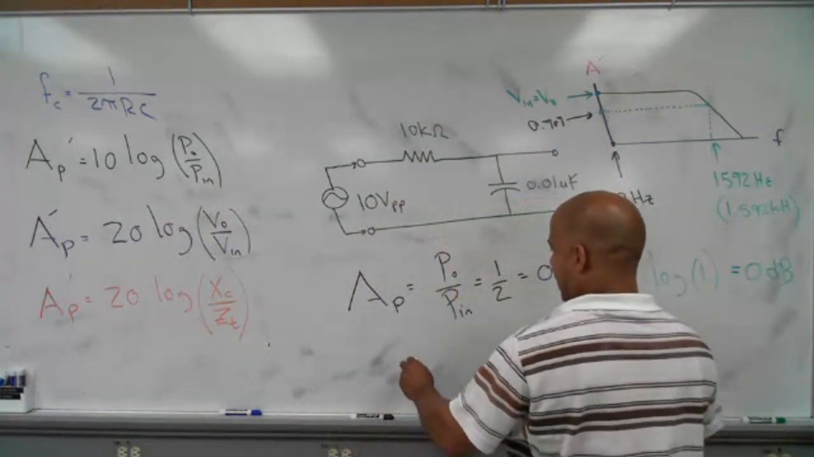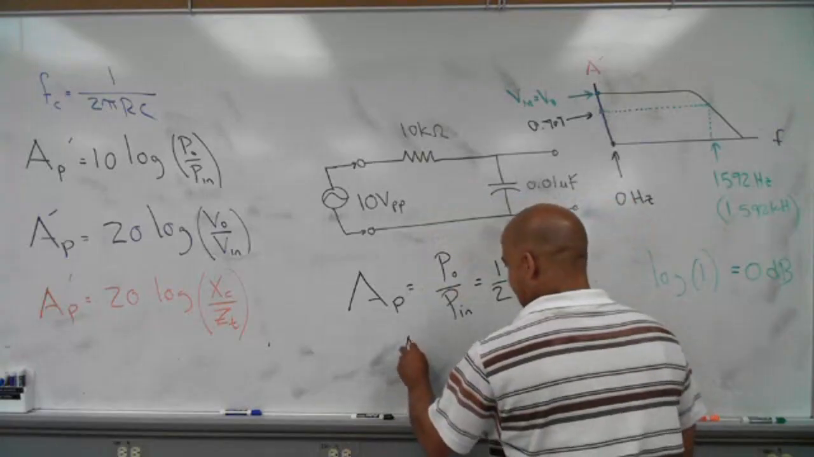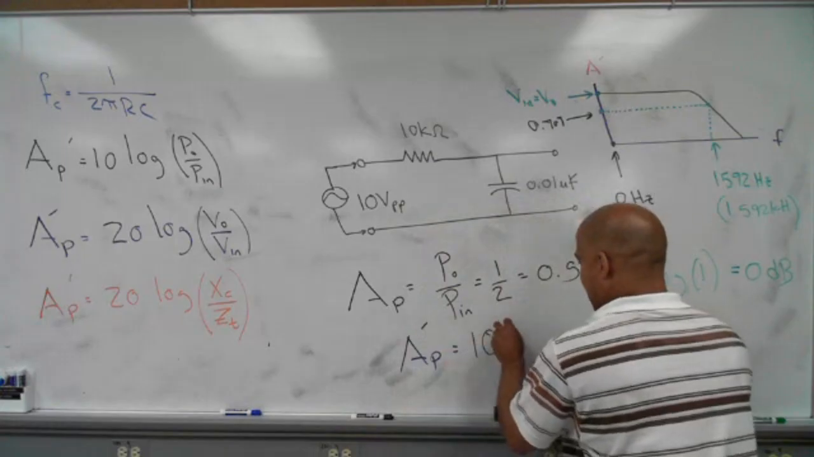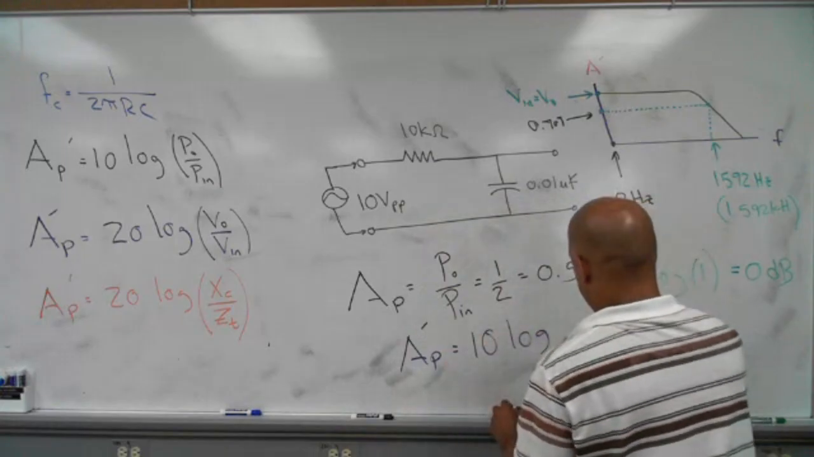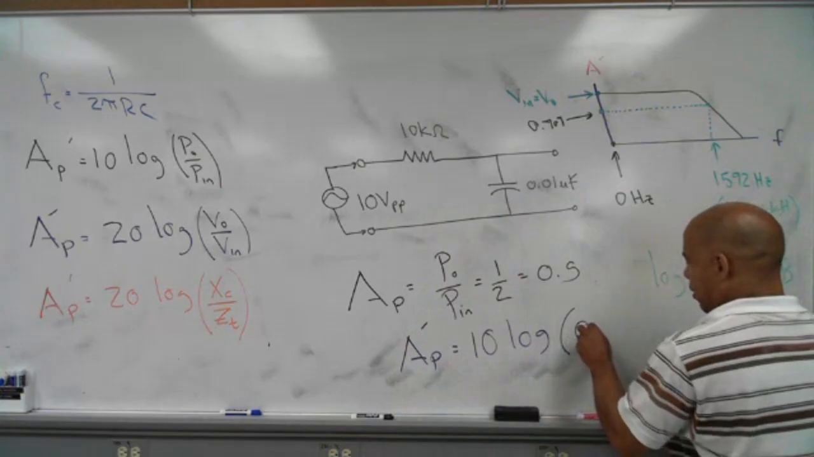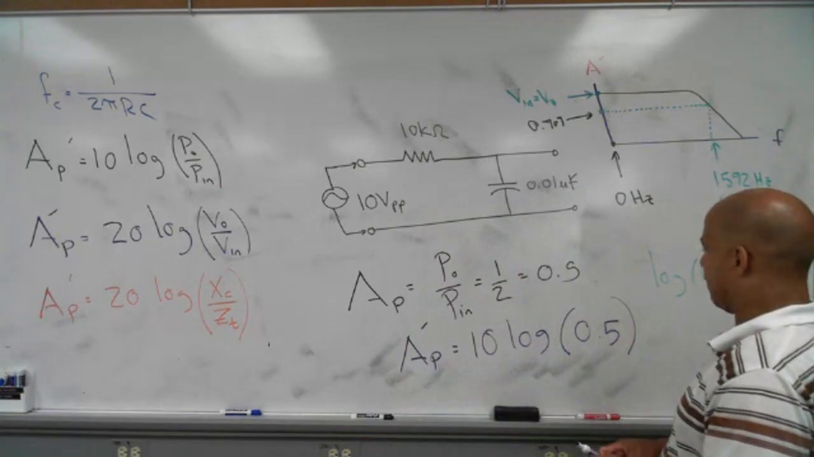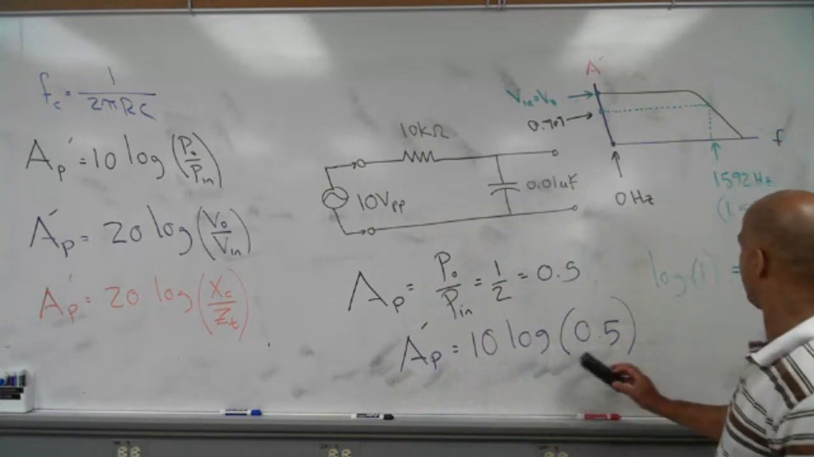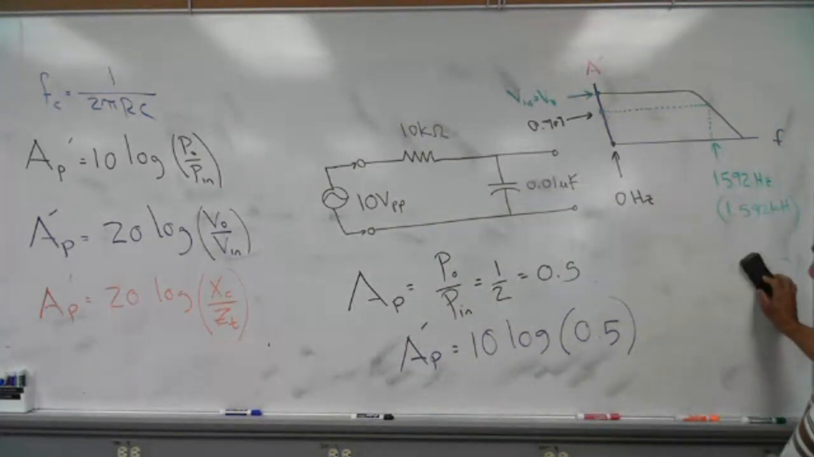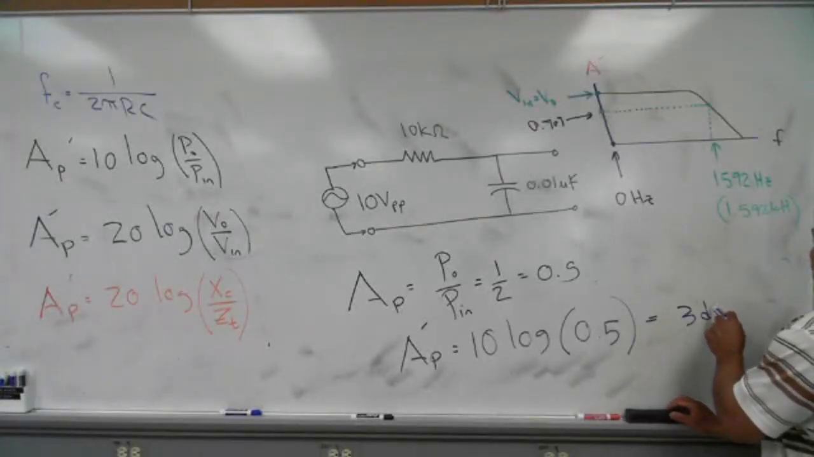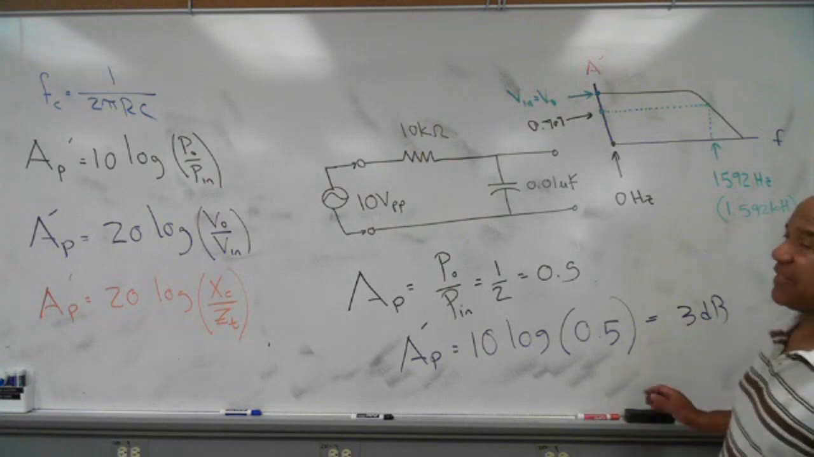So if I say AP prime is equal to 10 log 0.5, what do you get now? -3. Yeah, -3. Negative what? 3. Negative 3 dB. Well, does that make sense?